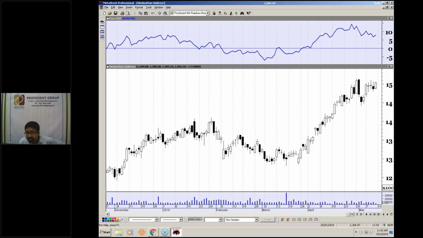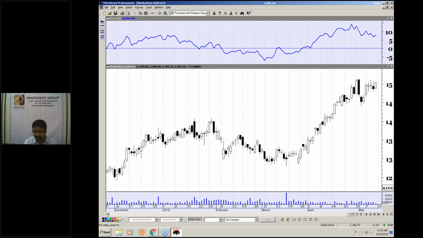For the past few days, it had retraced a bit, and it was giving a lower top, lower bottom formation on a very small time frame. But as of yesterday, the way it moved, it seems that the pullback is over, and the previous uptrend is very likely to continue. So first of all, I'm giving Hindustan Unilever as our buying candidate, right?